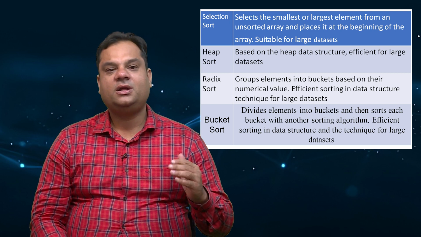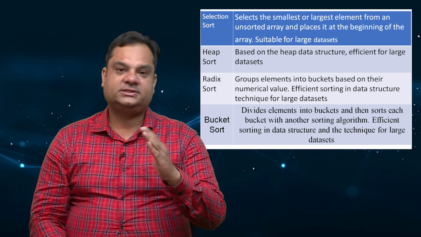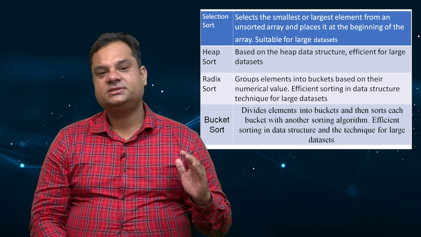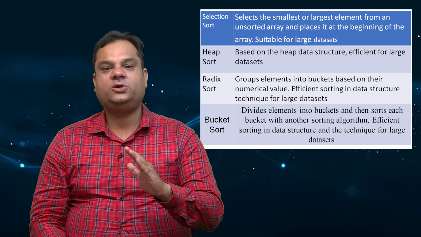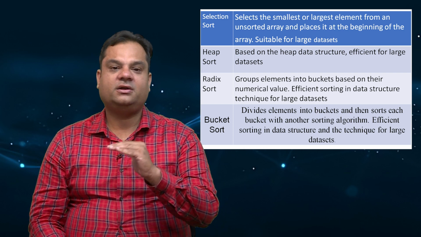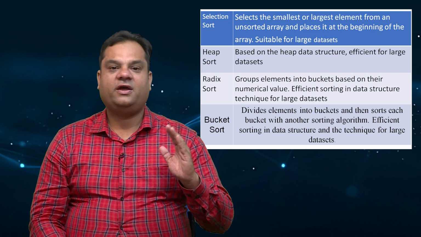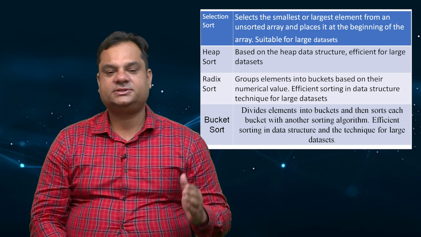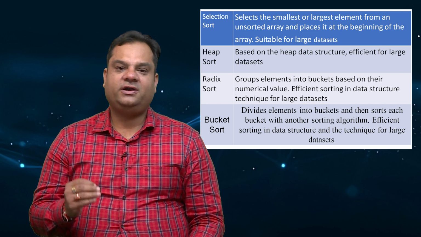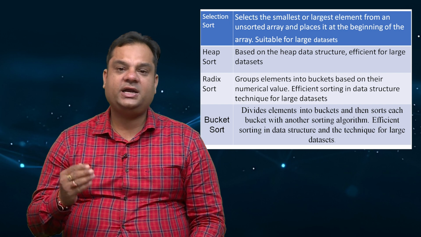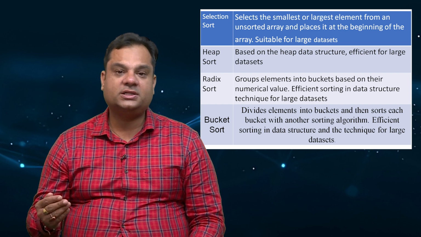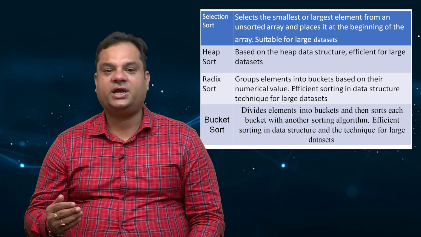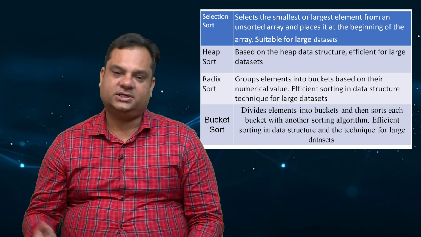Next one is heap sort. Based on the heap data structure, efficient for large data sets. Next is Radix sort. Groups elements into buckets based on their numerical values. Efficient sorting technique in data structure for large data sets. Last one is bucket sort. Divides elements into buckets and then sorts each bucket with another sorting algorithm. Efficient sorting technique in data structure for large data sets.